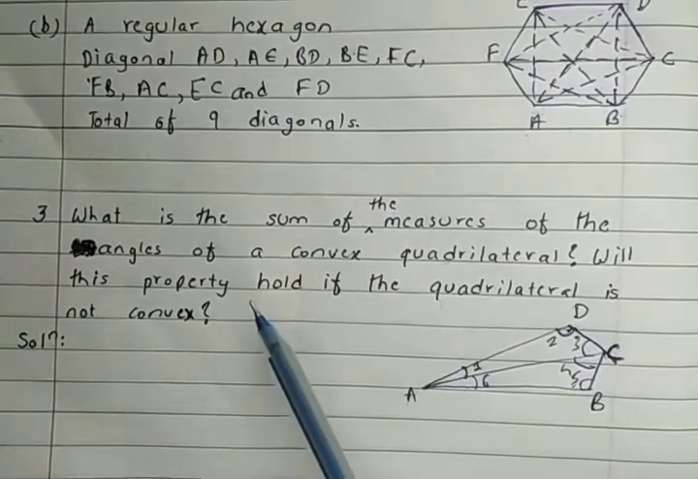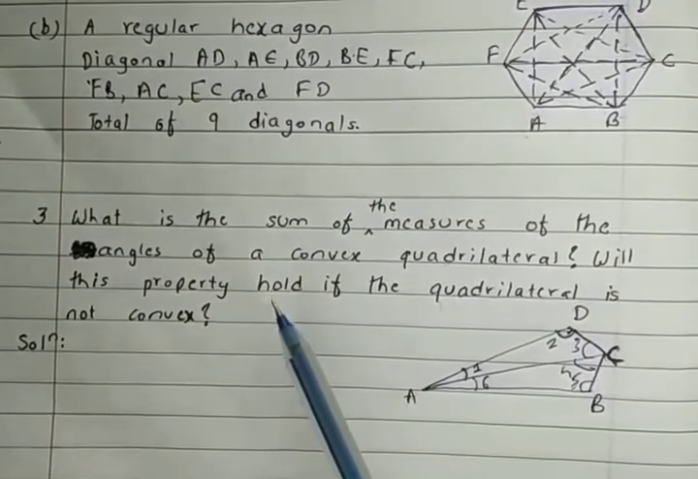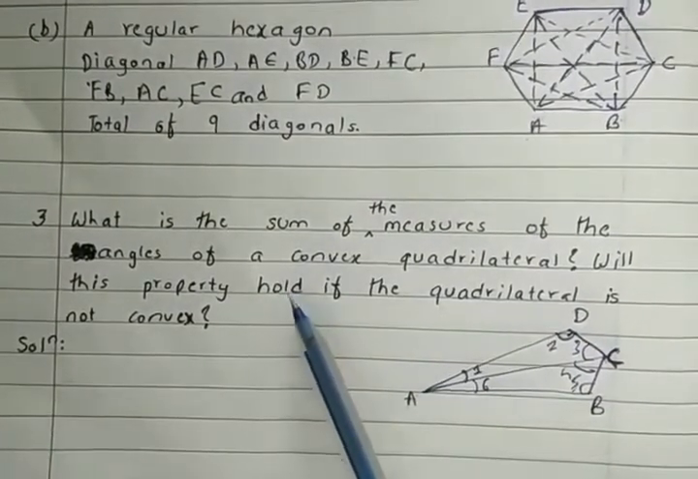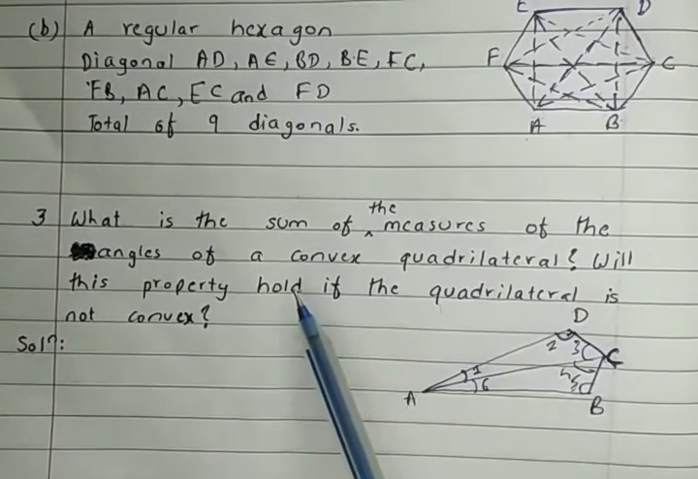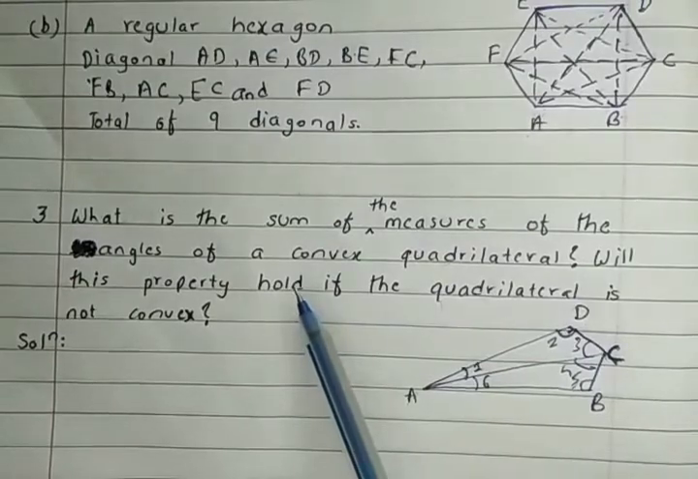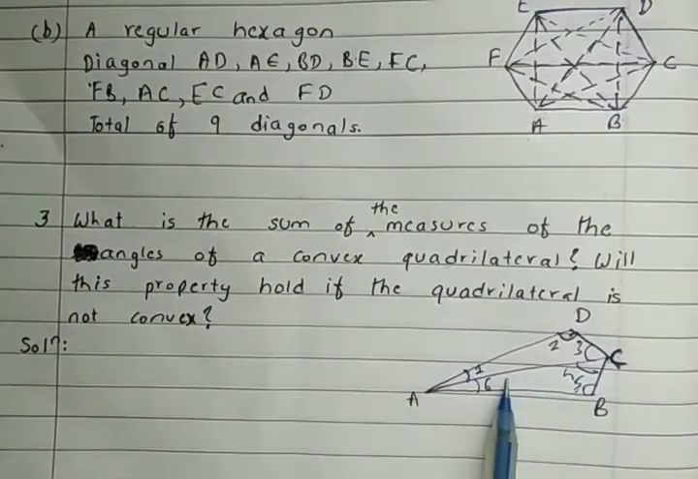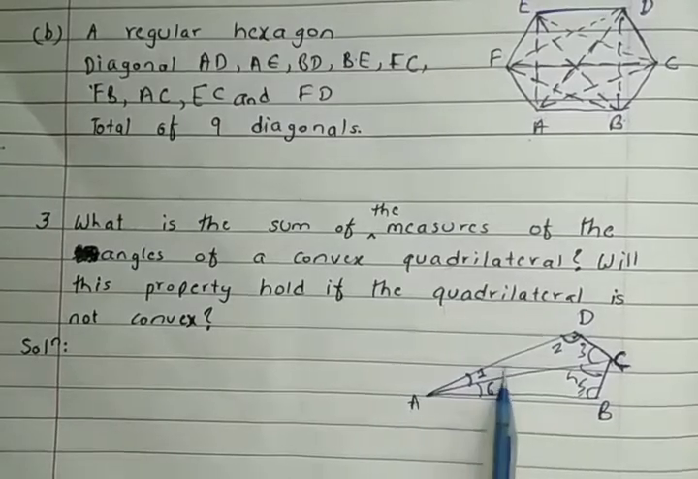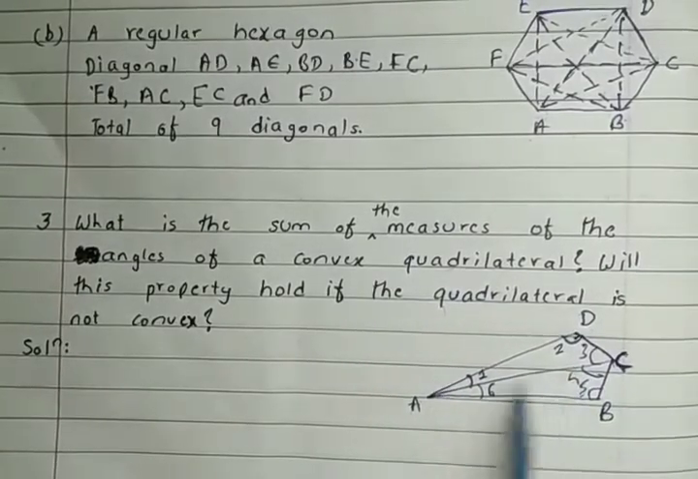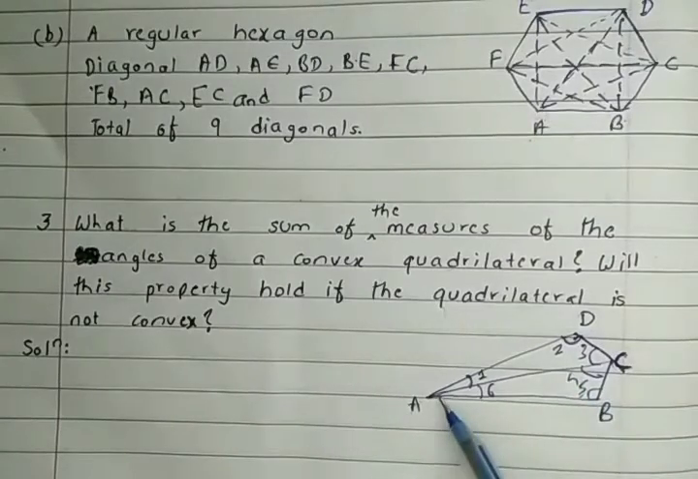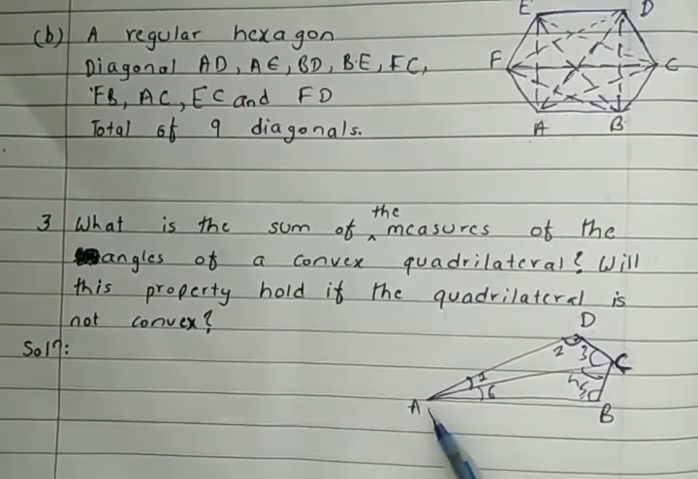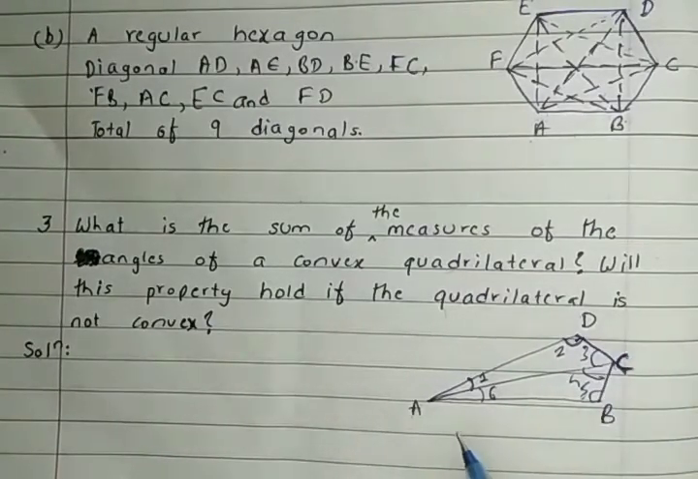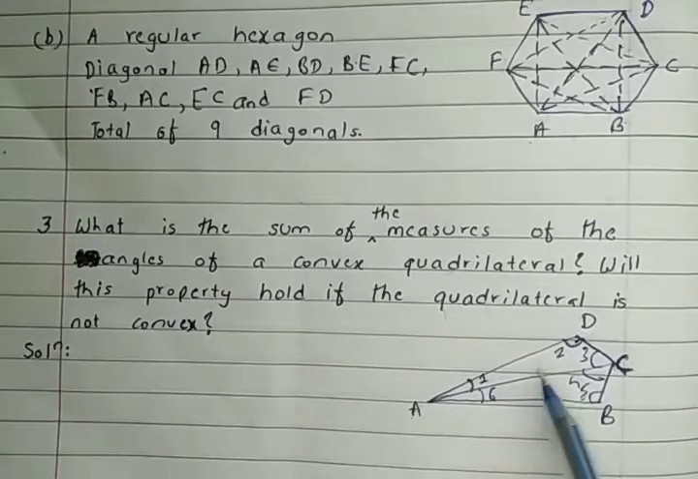Let's find out. First of all, let's understand what is a convex quadrilateral. The polygons which have the diagonals in the interior of the polygon. Okay, this is the interior of the polygon. So the diagonal AC is in the interior of the polygon A, B, C, D. So it is called a convex quadrilateral or a convex polygon.